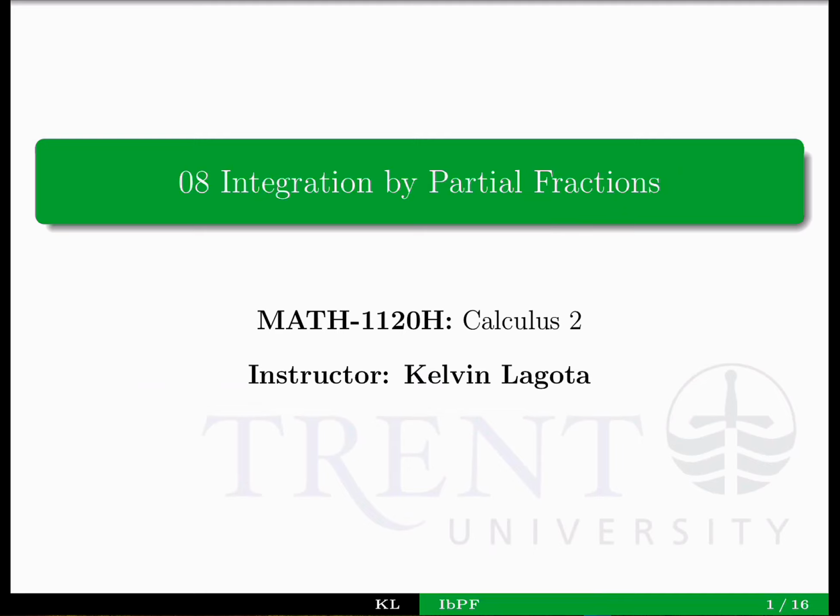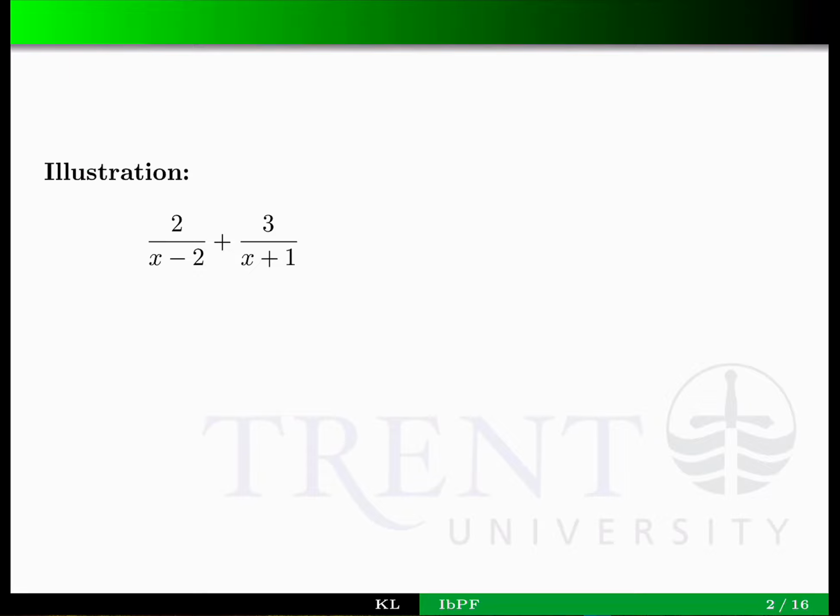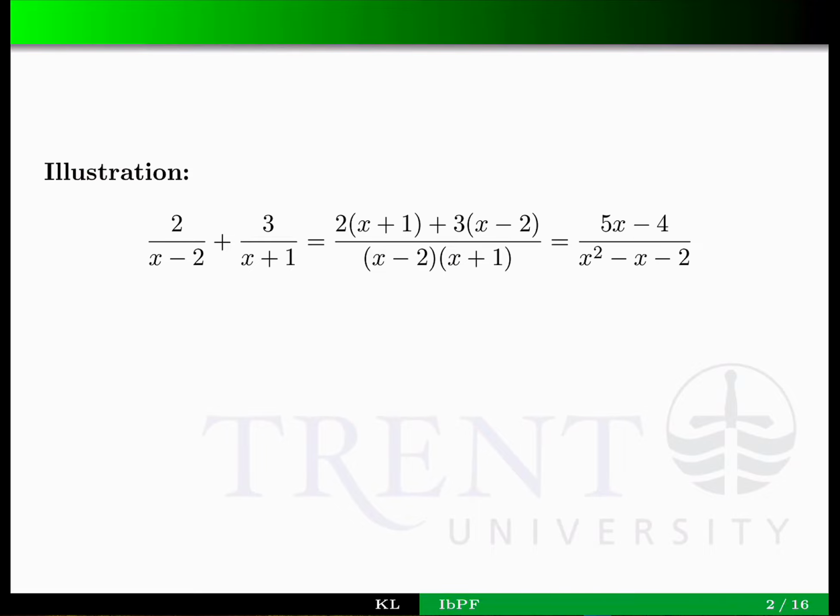So let's get started. Let us consider the sum of these two rational expressions, 2 over x minus 2 plus 3 over x plus 1. If we combine these two rational expressions by adding them into a single rational expression, then we will end up with 5x minus 4 over x squared minus x minus 2.